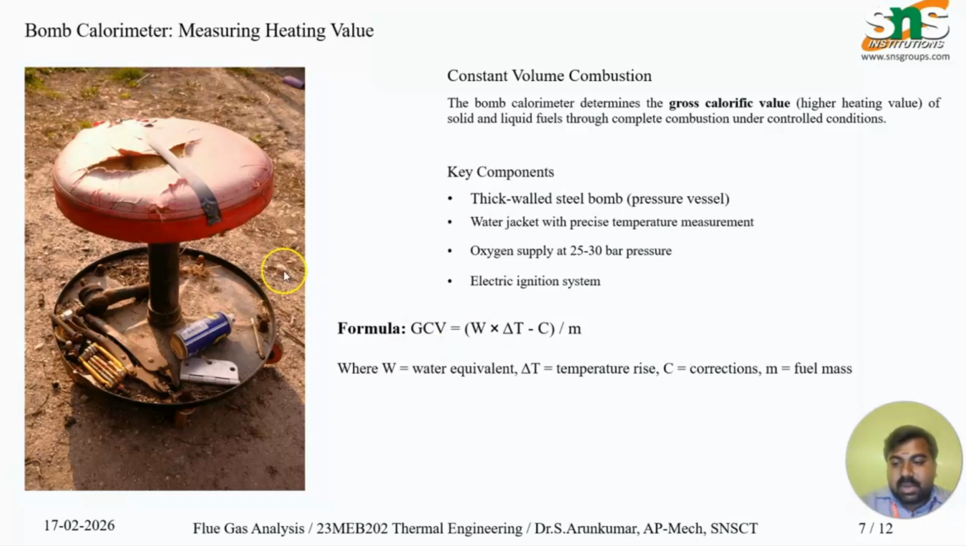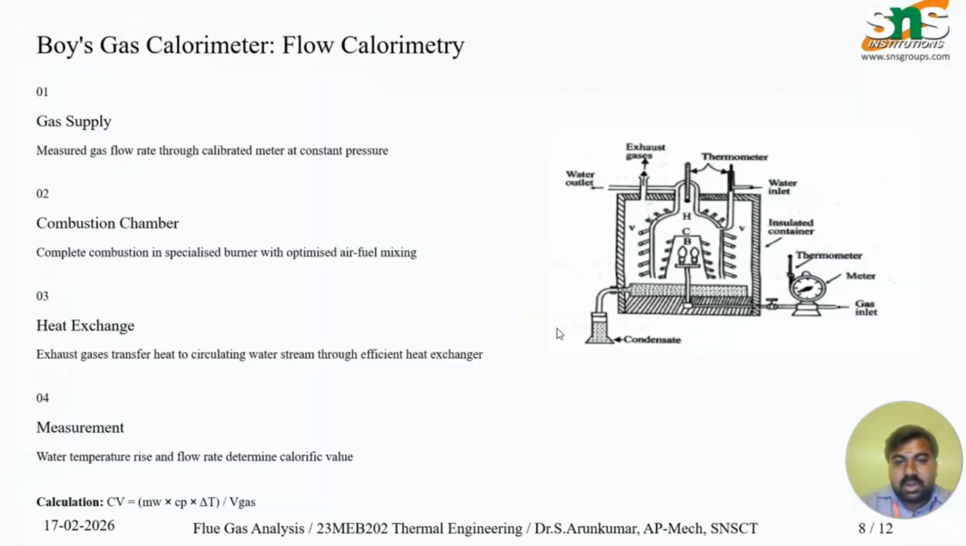So through this formula we can find the gross calorific value. The gross calorific value is equal to W into delta T minus C, divided by M, where W is the water equivalent, delta T is the change in temperature, C is the corrections, and M is the mass of the fuel.